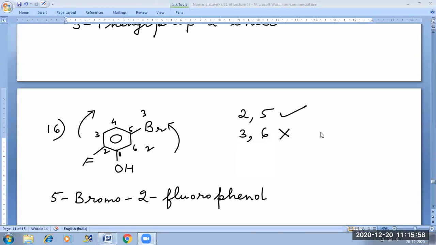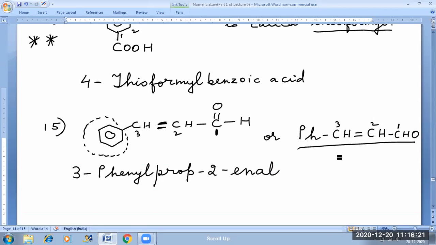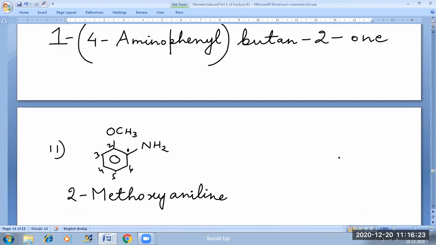Okay, so the principal functional group is OH here because bromine and fluorine don't have any priority in the priority series, right? Bromine and fluorine always are treated as substituents. Now, OH is directly attached to the benzene ring, and that is why the carbon containing the OH will be numbered 1. The moment I say that the carbon containing OH has been numbered 1, I'll have to use the suffix accordingly. The suffix for OH attached to benzene is phenol.